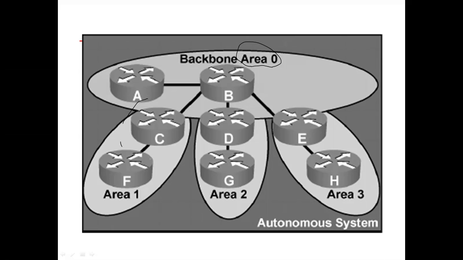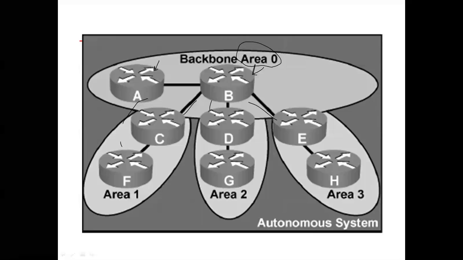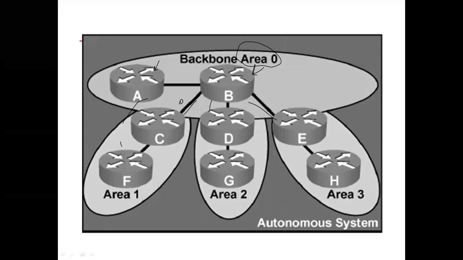If you see here, area 1 is connected to area 0 via C. D and E are connected here. Routers A and B are purely in area 0. And if you see router C, half of it is in area 0 and half of it is in area 1. Can you see? So this is called ABR. This is origin, routers A and B. ABR is participating in both areas.